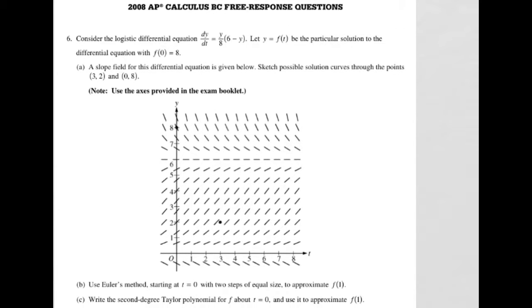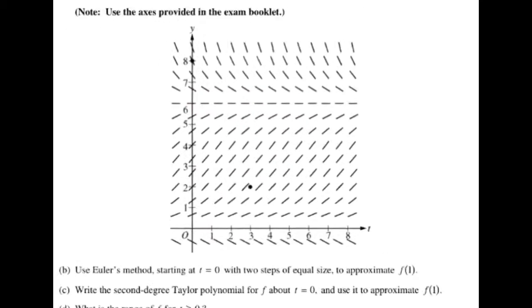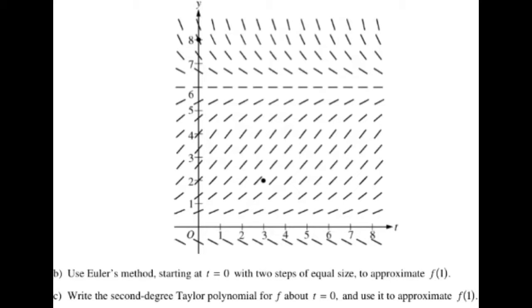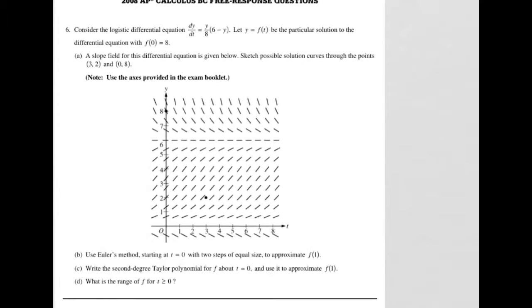Alright, 2008, consider the logistic differential equation. Let y equal f of t be a particular solution to the differential equation with f of 0 equals 8. Fantastic. A slope field for this differential equation is given below. Oh, look at the carrying capacity. Looks like it's 1, 2, 3, 4, 5, 6. Looks like it's 6, right? So the carrying capacity is 6. Of course, that's what it says there.